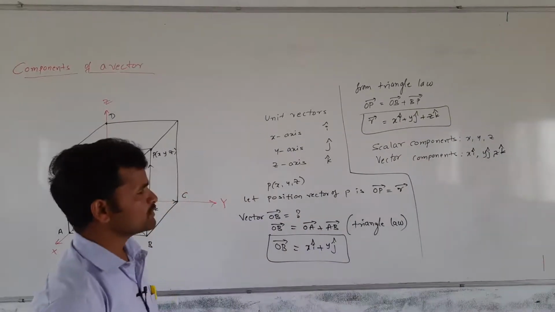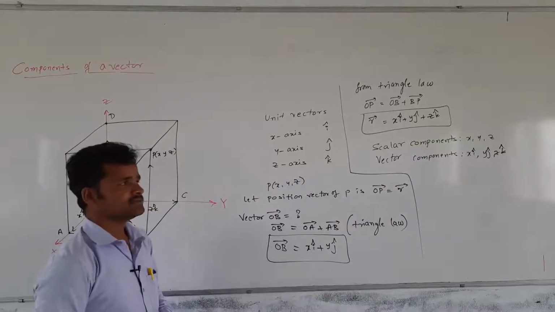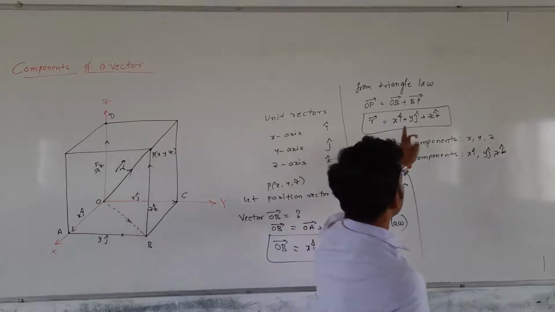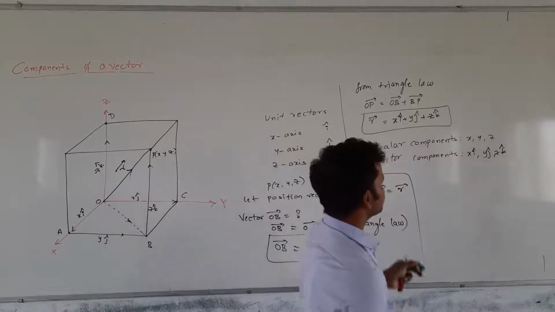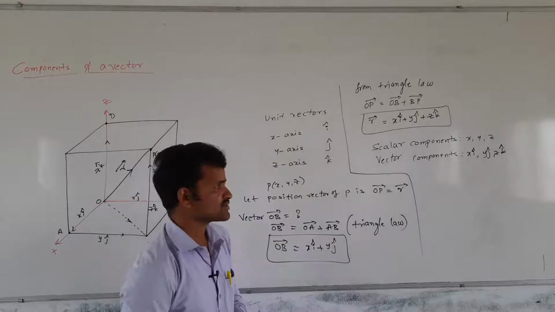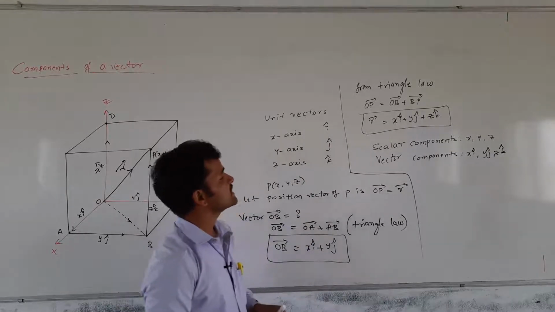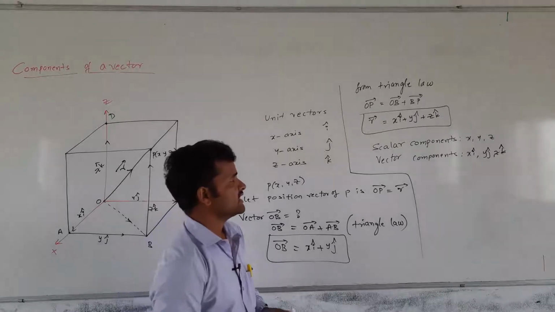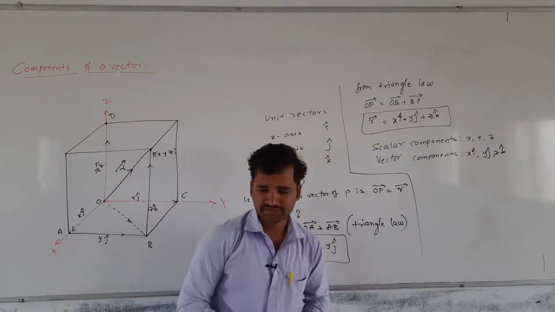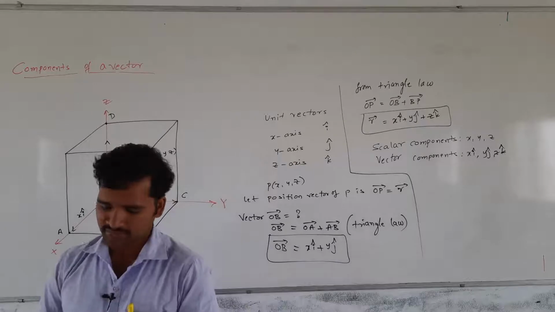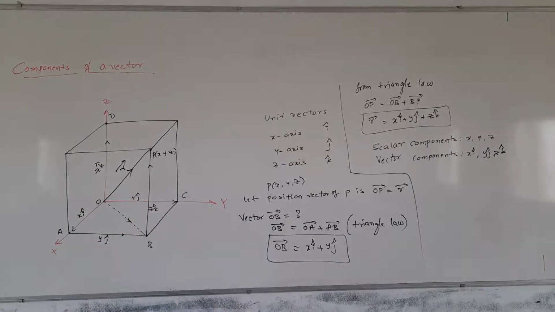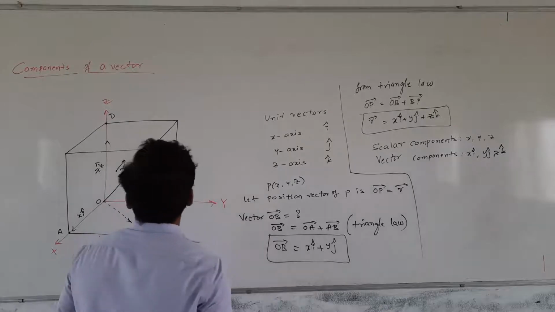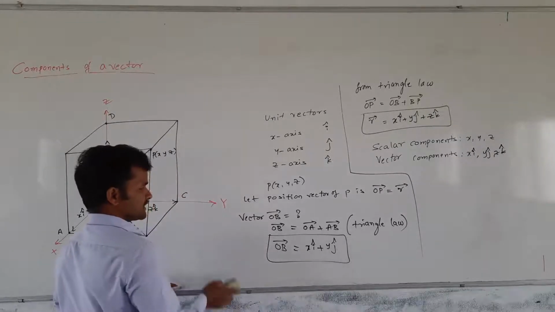If they ask you for the components of a vector, you should write the coefficients of i cap, j cap and k cap; those are the scalar components, that's all. In this, vector R is equal to xi plus yj plus zk. Scalar components are x, y, z. Vector components are x into i cap, y into j cap, and z into k cap. This is about components of a vector.